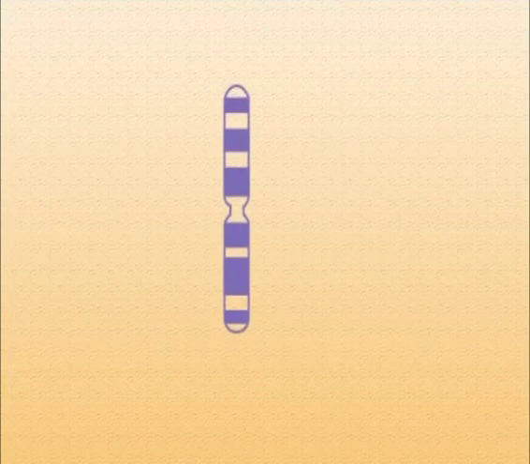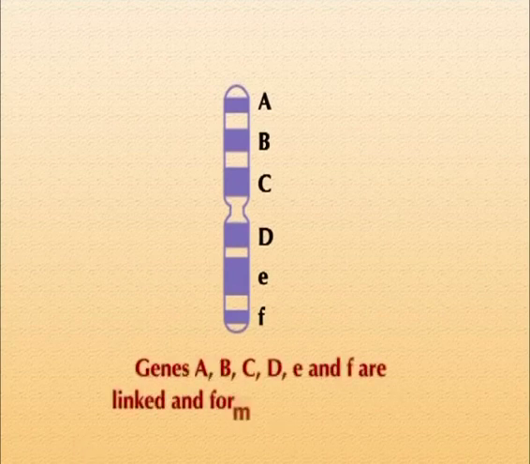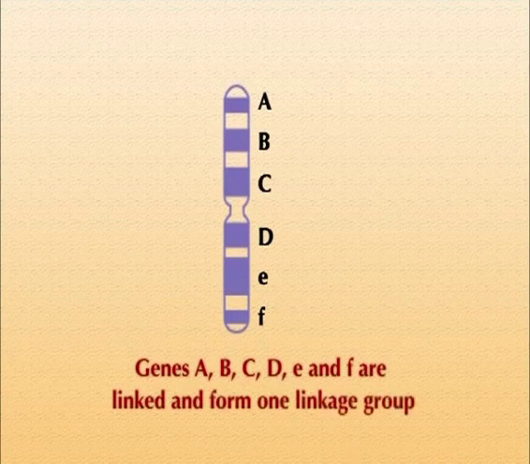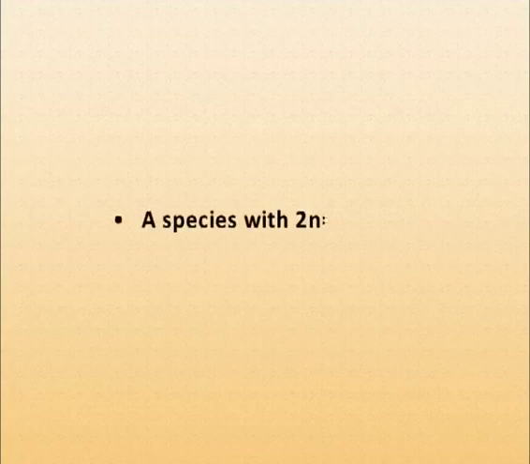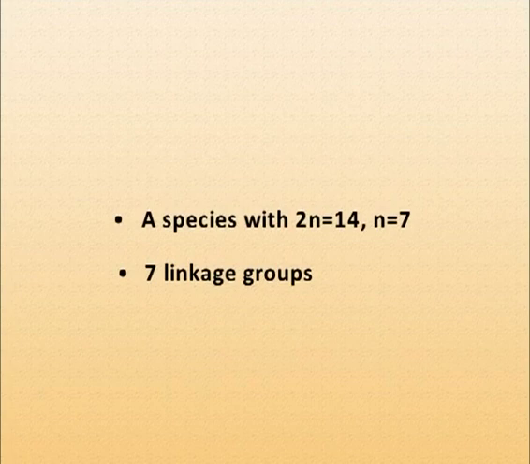Chromosomes in turn are called linkage groups, as each chromosome contains a group of genes that are linked together. The number of linkage groups in any species is the number of types of chromosomes in that species. For example, a species having 2n equal to 14 has 7 as the basic chromosome number. Therefore, in this species there are 7 linkage groups.